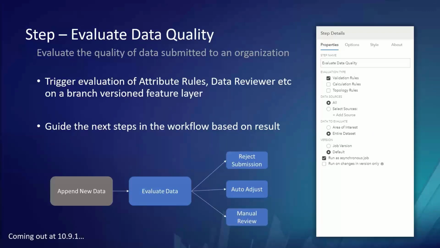This is something that would trigger attribute rules, data reviewer rules, topology rules, calculation rules on a service. So if you're using one of those service-based feature layers, then you can author those rules, have them configured, and run it as part of the workflow when you receive a data submission and have appended it. And then you can use that as a way to reject the submission, push it through to auto adjustment, or maybe if there were quite a few errors, have a manual review.